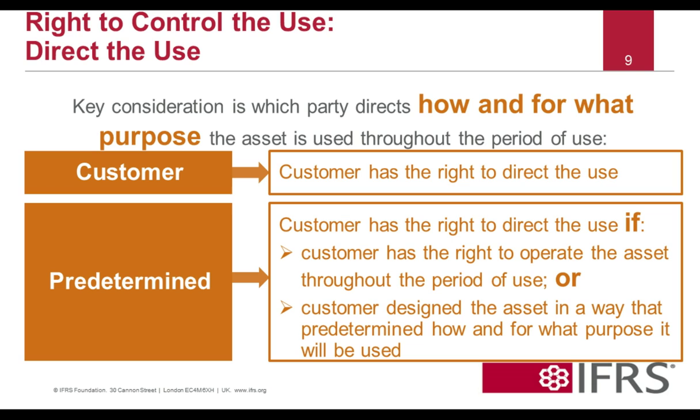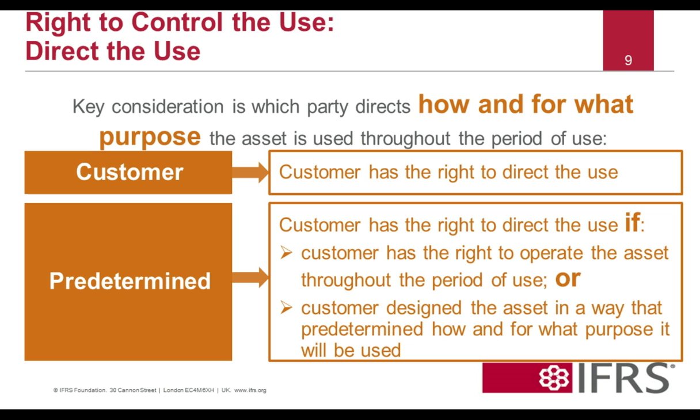There is also a third, slightly more complex scenario, which is when how and for what purpose the asset is used is not directed during the contract term by either the customer or the supplier, but instead is predetermined before the contract commences. We don't expect this scenario to arise very often, but when it does, entities will need to look at other decisions made about the asset to see who directs the use of the asset.